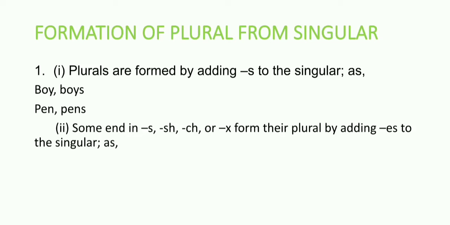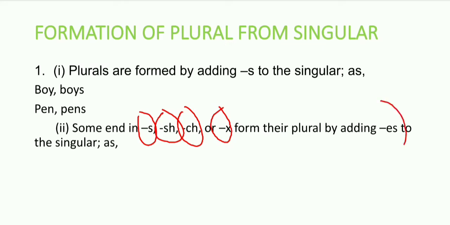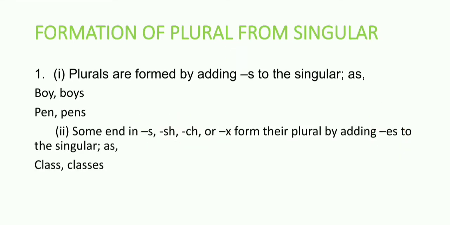Here comes the next rule. Some nouns ending in s, sh, ch or x form their plural by adding es to the singular. Keep remember, some nouns when ending in s, ending in ch, ending in sh or ending in x, they are made plural by adding es at the end of their singular noun. How? Look at the example.